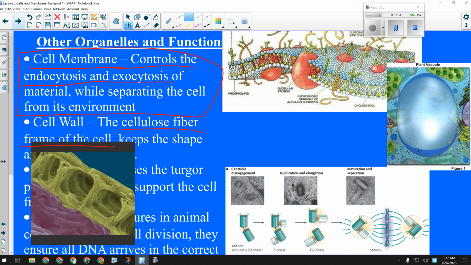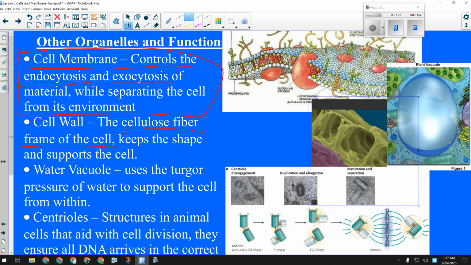Okay, so it's a frame on the outside of the cell that tries to hold the cell's shape in place. Okay, and it gets helped by the water vacuole. The water vacuole inside is full of water, pushes everything against the frame, making it stronger. Okay?